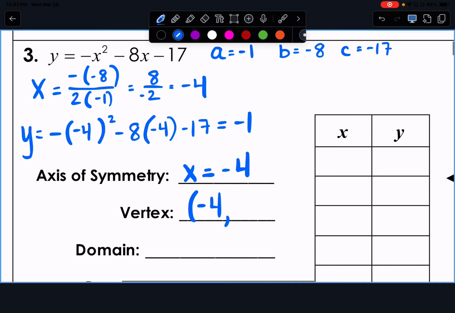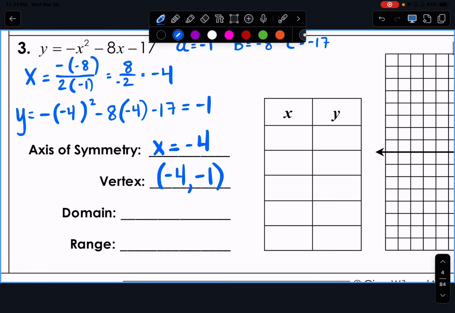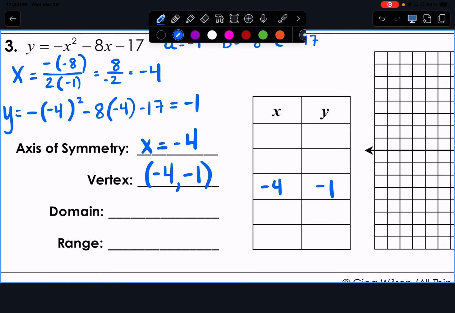Okay, now I have to take that and put it on my table. Negative 4, negative 1. And now we go and graph it and go from there. So type in your equation. Type in negative x squared minus 8x minus 17 and go to the table. Say that all again. It's on your paper, Casey. I'm not saying it. 8x minus 17? Yes. And it's on the board. It's in 3 places. You don't need me to say it.